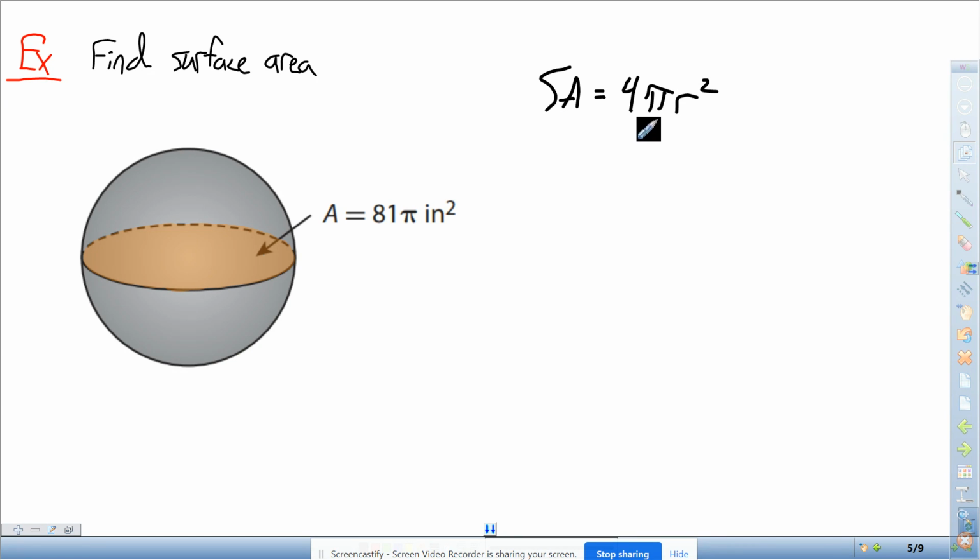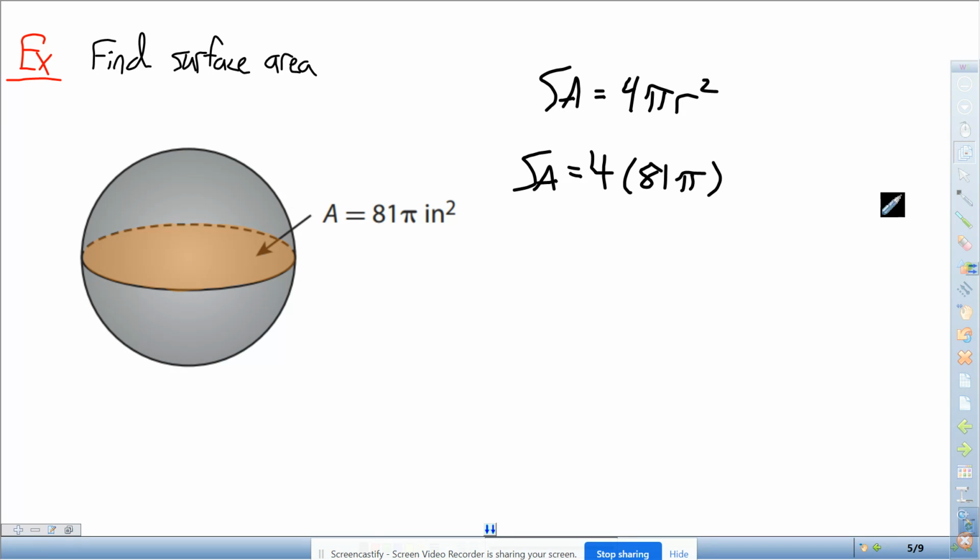We could do that, though we could also realize that 81 pi is the area of this thing, and that's exactly what this is right here, 4 pi r squared. So what I'm going to do is instead rewrite this, and instead of pi r squared, I'm going to plug in what the area is, which they tell us is 81 pi. Then from here, it'd just be a matter of multiplying these together.